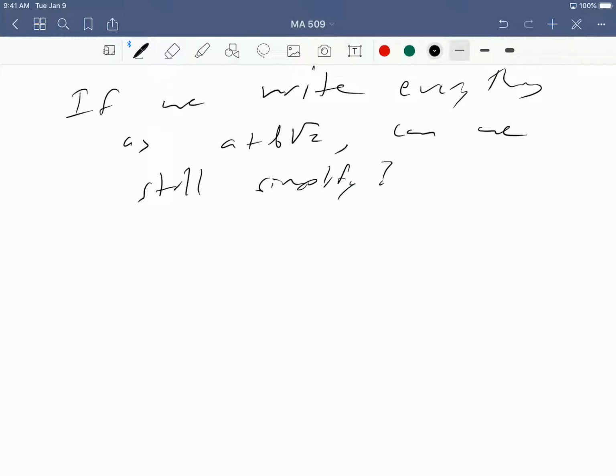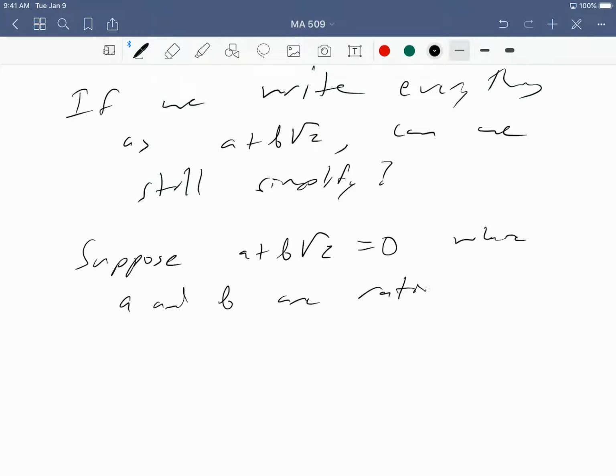So I would take something like, suppose a plus b root 2 is 0, where a and b are rational and are not both 0. And I want to say, no, I can't do that. The only way I can write 0 is if a equals 0 and b equals 0. All right, so how will we do this?